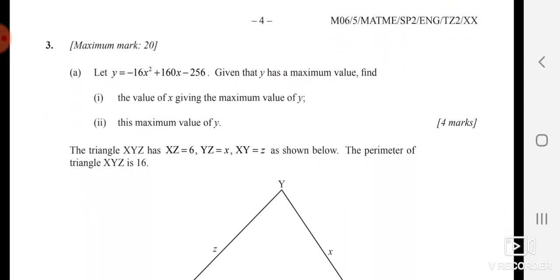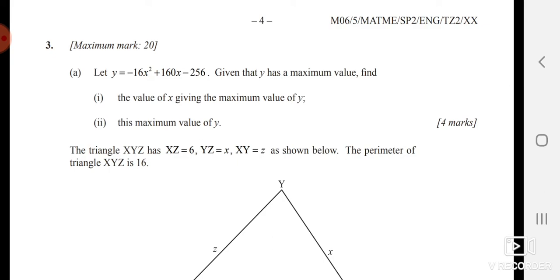Now my dear, I'm going to question 3. It's again a very simple question. Here he is asking you, let y be equal to this, given that y has a maximum value, find the value of x giving the maximum value of y. Actually this is all about optimization. Just differentiate this y, and then put dy/dx equal to 0, as it is giving you the maximum value, the stationary value. So put it equal to 0 and then get the corresponding value of x, my dear.